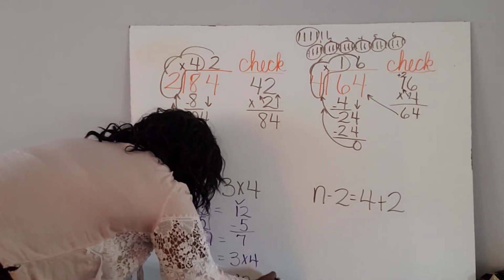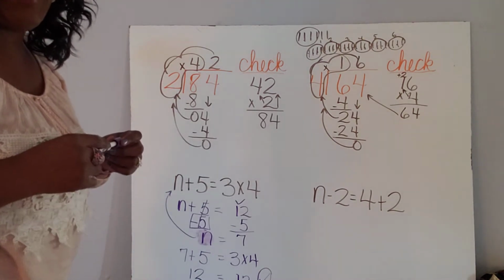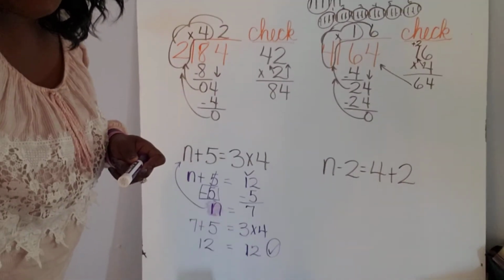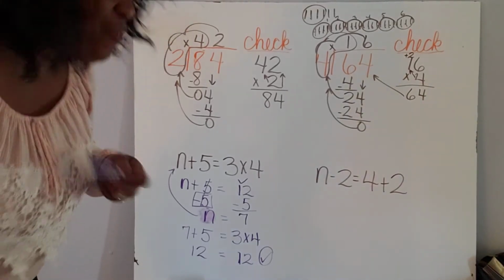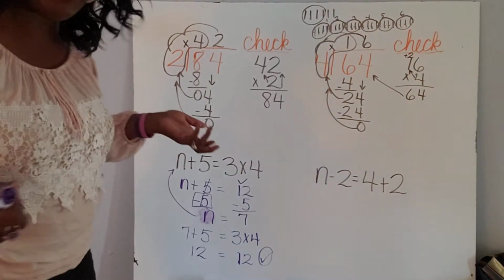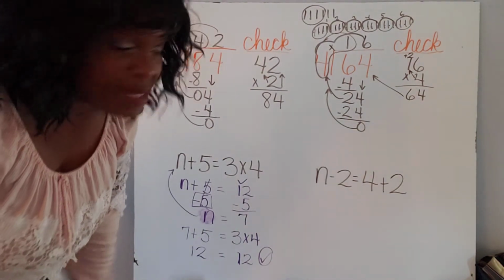So we put a check mark over to the side to show that it is correct. So that is how we do that problem. How simple, right? We talked about this the other day, and that was really easy. All right, so we're going to do it one more time to remember how easy it was.